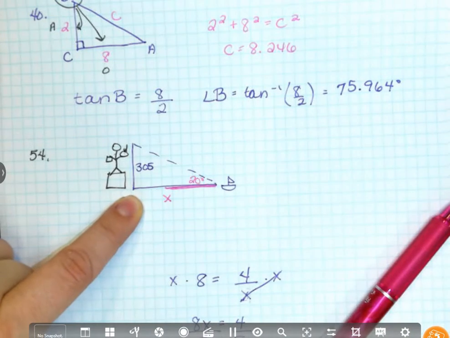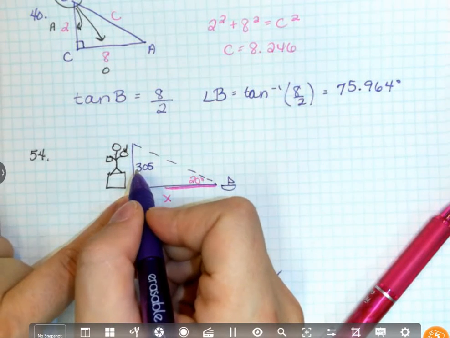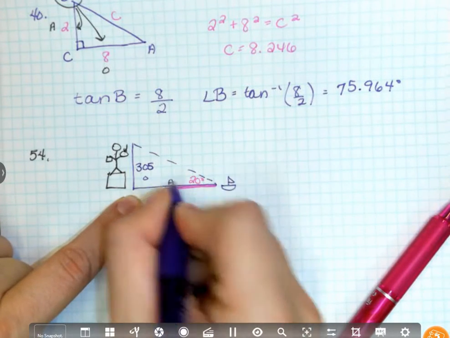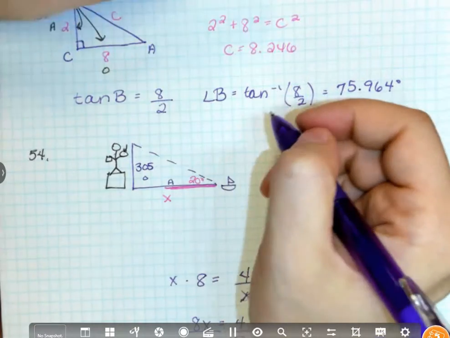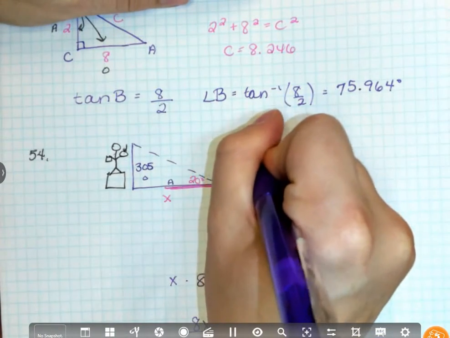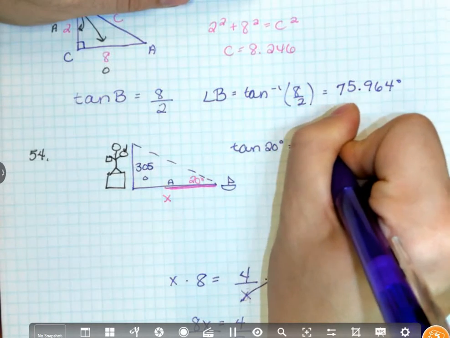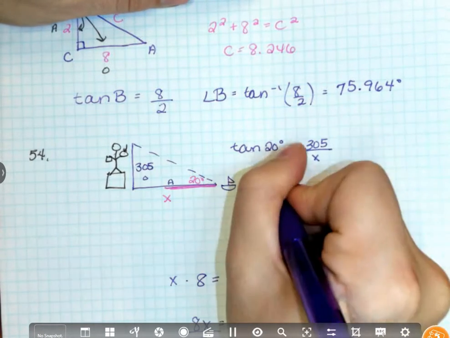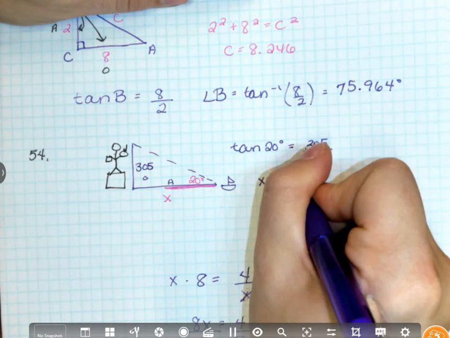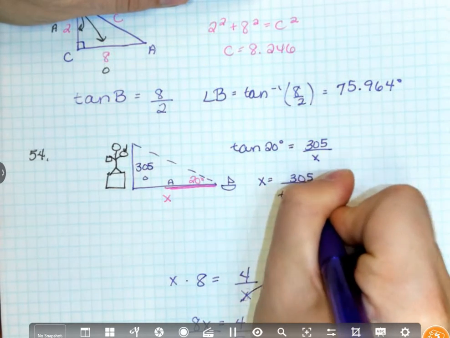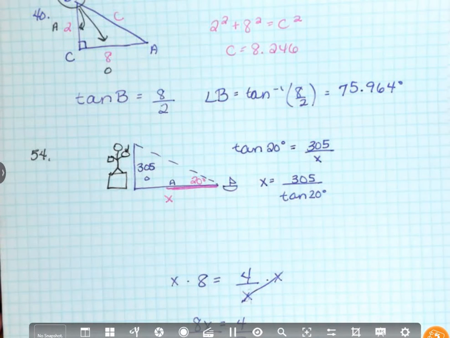So if that's my angle, 305 is my opposite. X is my adjacent. So which trig ratio am I going to use? Tangent. So I'm going to say the tangent of 20 degrees is opposite over adjacent. So into my calculator it would just go 305 divided by the tangent of 20 degrees. And whatever you get for that.